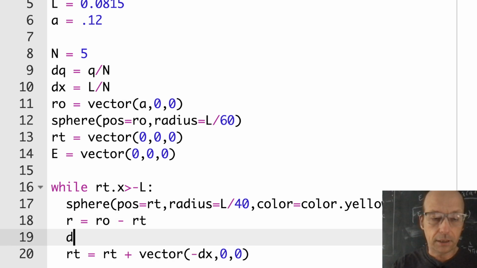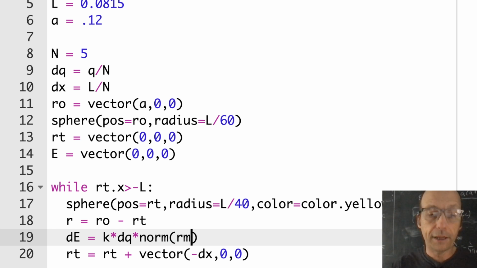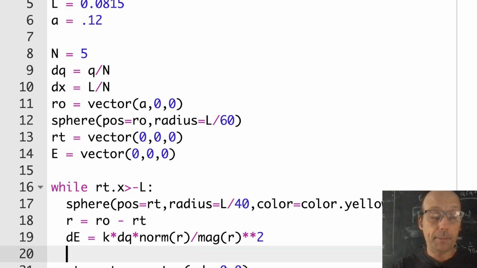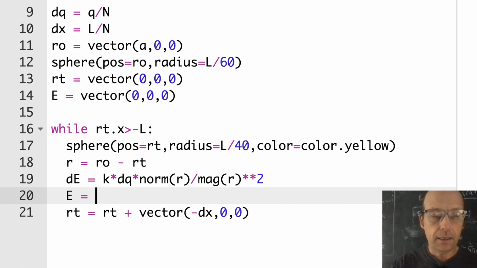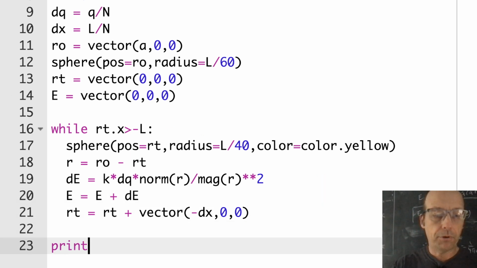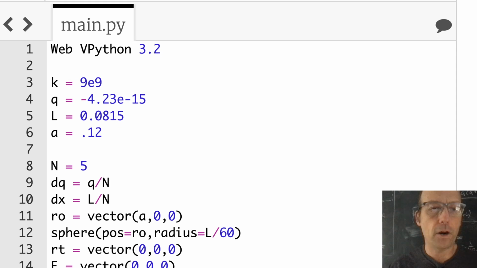And now I can calculate dE. It's going to be K times dq times norm R, that's the unit vector R hat, divided by mag R squared. Now I'm going to add that to my value. E is E plus dE. Oh, I should print it. And let's print it. Print E equals E, newtons per coulomb. Run it.